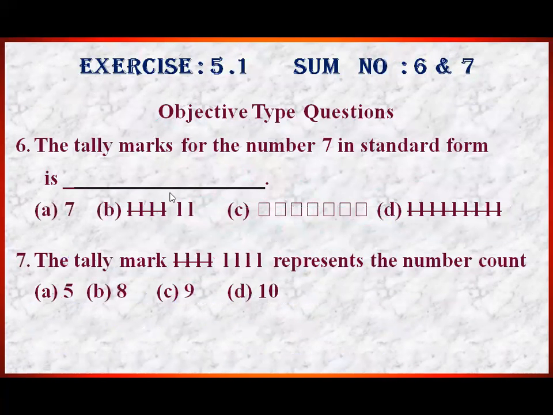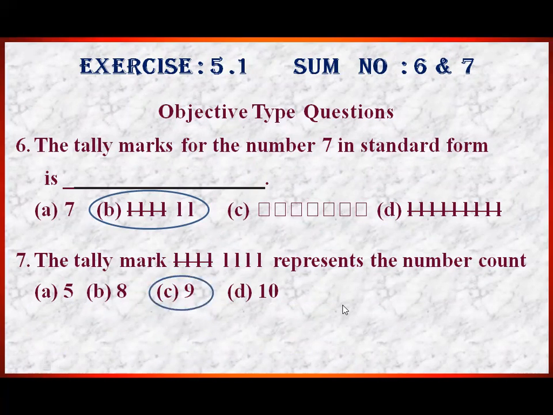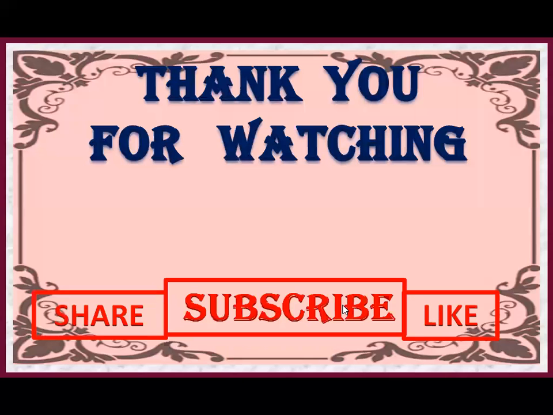So now we'll move on to the objectives. The tally mark for the number 7 in standard form is, so surely not the boxes, and not a line through completely. So you have a bundle and 2. So this is the answer for this question. The tally mark 1, 2, 3, 4, 5, 6, 7, 8, 9 represents the number count 9. And there we come to the end of this exercise.